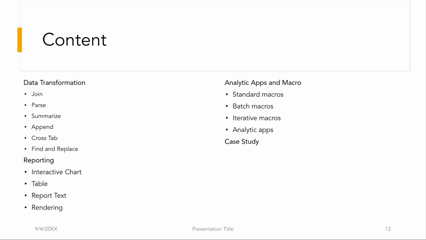Next, we have data transformation: join, parse, summarize, append, cross tab, find and replace. Then reporting: interactive charts, table, report text, rendering. Then we have analytic apps and macros: standard macro, batch macro, iterative macro and analytic app. Case study will be added at the end.